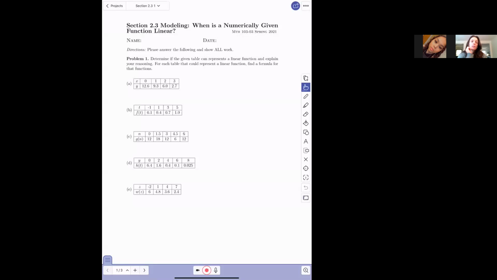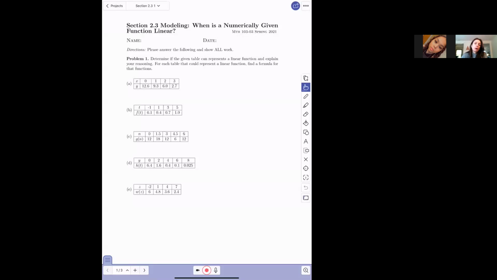Okay, so section 2.3 is modeling: when is a numerically given function linear. So this worksheet, a lot of the time you're just going to be figuring out, based on a table, if a function is linear, and then if it is linear, we'll write it as a linear function and write it out.